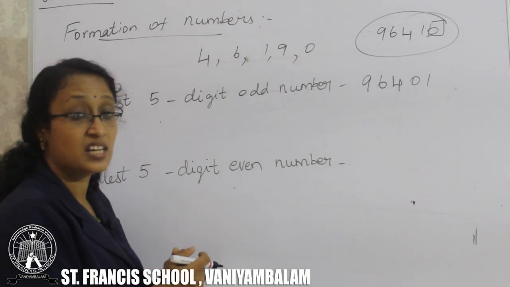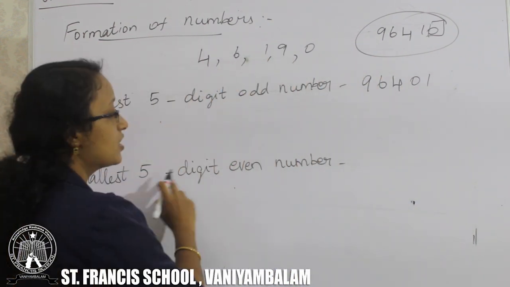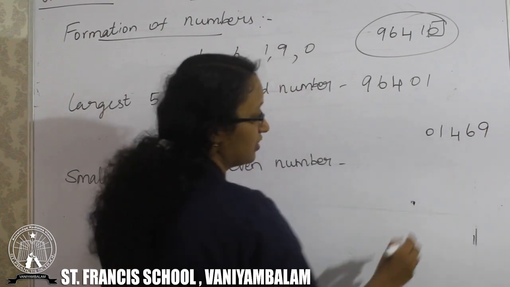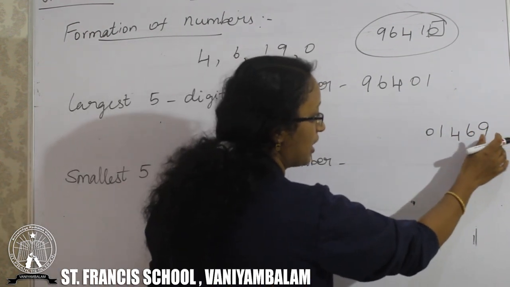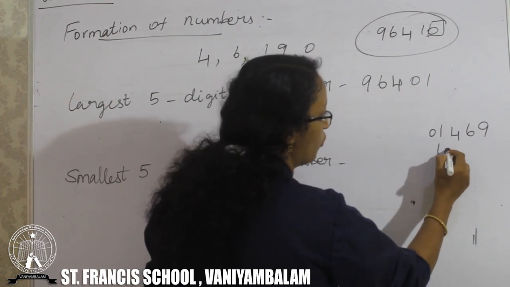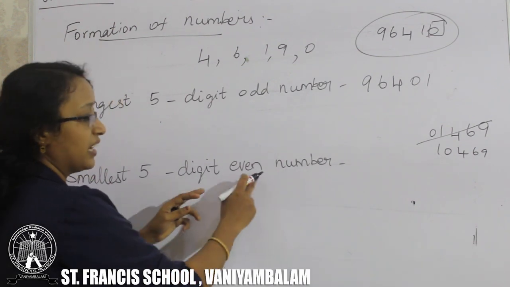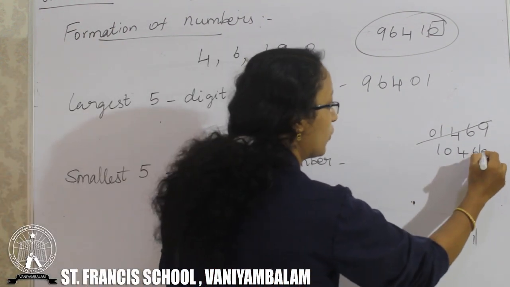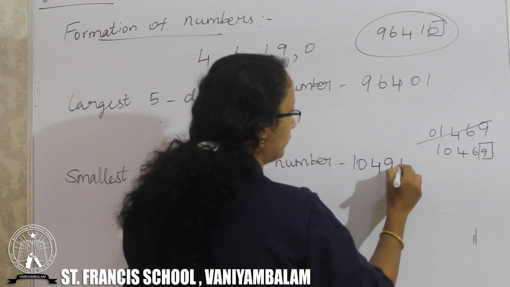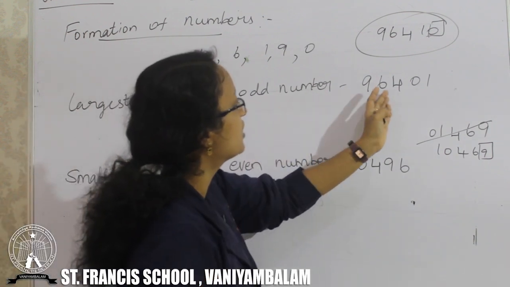Next, we need the smallest even number. First write the smallest. In the rough column, you have to write the smallest number: 0, 1, 4, 6, 9. This is your smallest, but this is not a 5 digit number. This is a 4 digit number, because you will not have 0 in front. So, 10469 is your smallest 5 digit number, but I need the answer as an even number. Here the ones place digit is 9, so interchange the 6 and 9, and you will get the smallest 5 digit even number. And we got the largest 5 digit odd number.